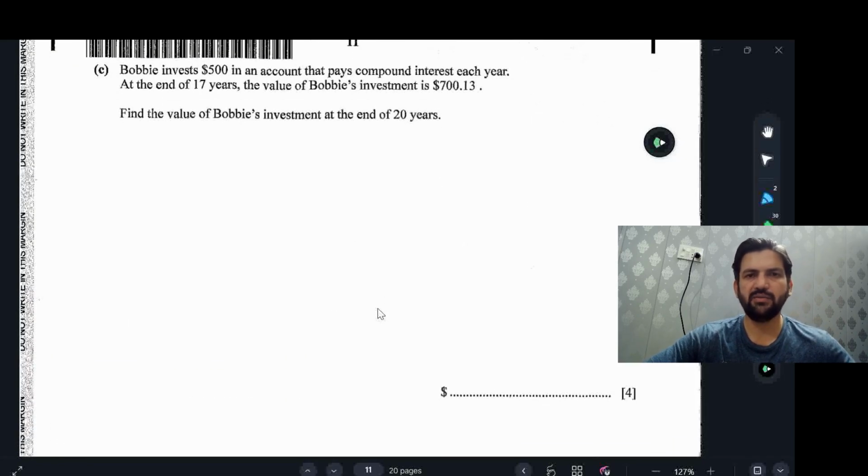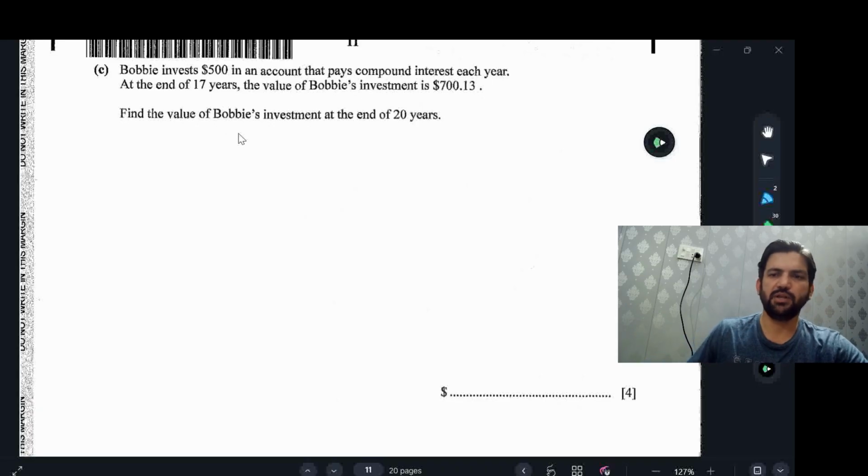Now Bobby invests 500 in an account that pays compound interest each year. At the end of 17 years, the value of Bobby's investment is this. Find the value of Bobby's investment at the end of 20 years. Now we can see that this one is a question of compound interest, which means that we have to use the formula: total amount is equal to P into (1 plus R) whole power T.